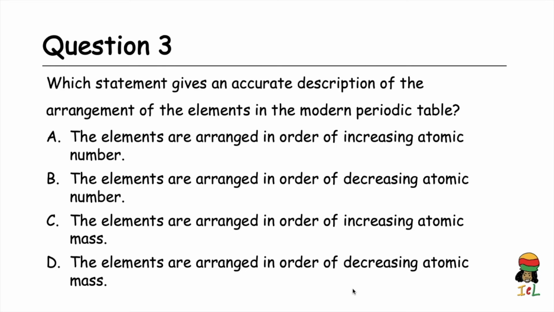Question 3. Which statement gives an accurate description of the arrangement of elements in the modern periodic table? A. The elements are arranged in order of increasing atomic number. B. The elements are arranged in order of decreasing atomic number. C. The elements are arranged in order of increasing atomic mass. D. The elements are arranged in order of decreasing atomic mass. The answer is A. In the modern periodic table, the elements are arranged in order of increasing atomic number.